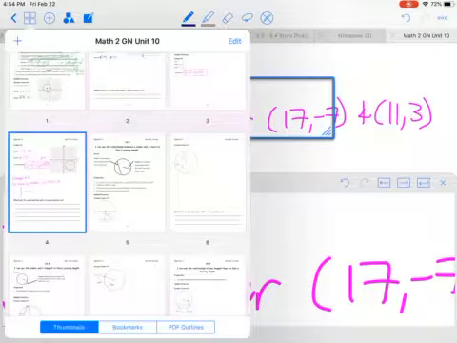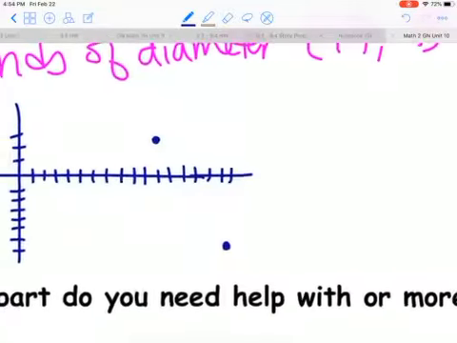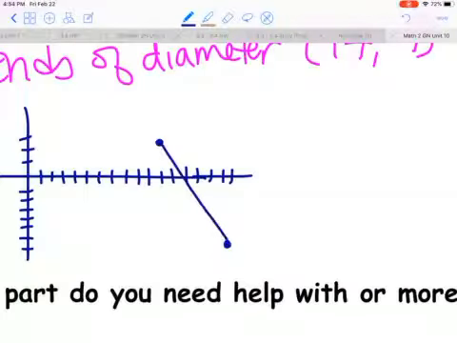Okay. So 1, 2, 3, 4, 5, 6, 7, 8, 9, 10, 11, 12, 13, 14, 15, 16, 17. So we've got a point at 17, -7. So it's way down there. And then we have another point at 11, 3. So that's up on top. It's about here. And we have a circle that connects those 2 points. Remember, a diameter, okay, there's a center point somewhere in here. And we have to figure out where is that.